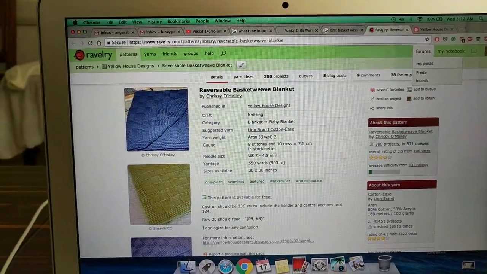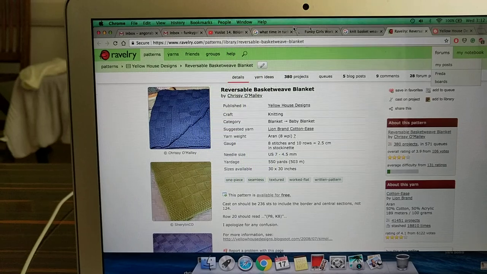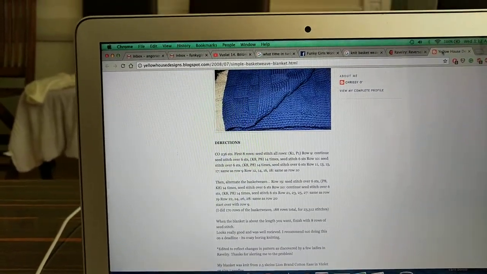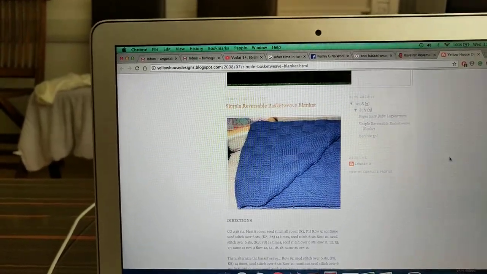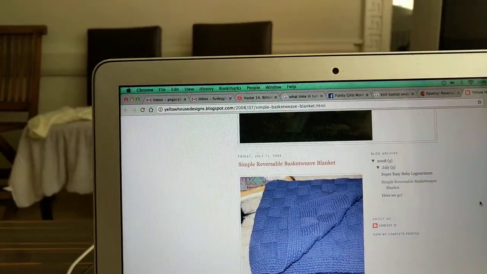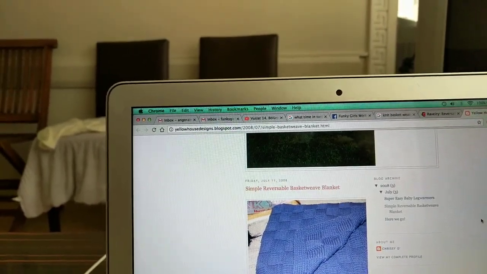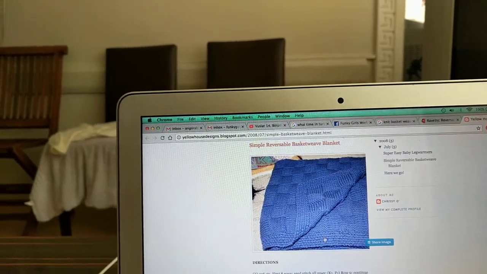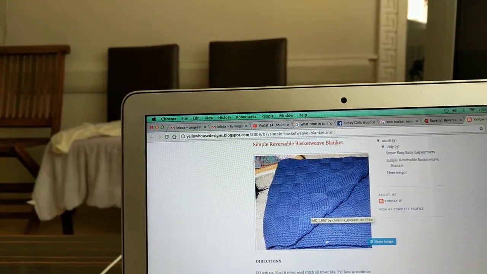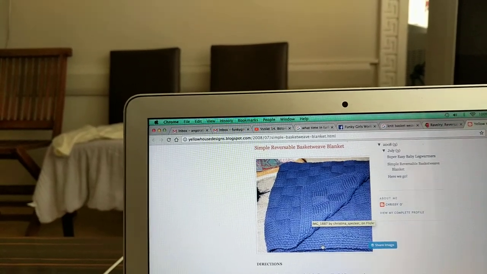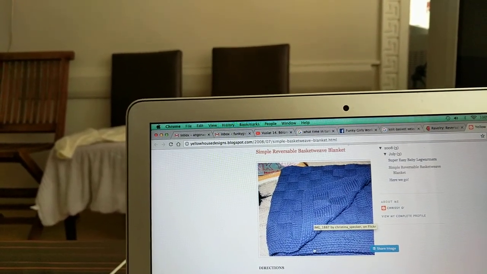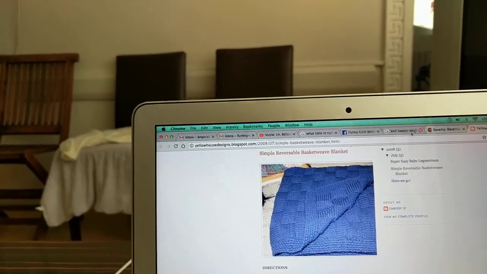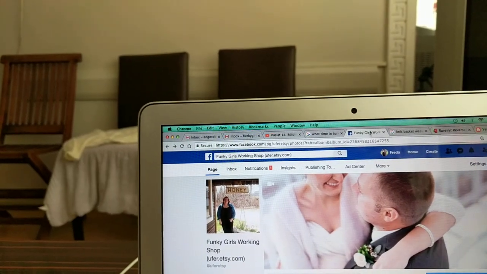When I searched, this is what I found on Ravelry, and it's a free pattern. When I clicked it, it's a Yellow House Simple Reversible Basket Weave Blanket. So yeah, two sides are the same, but I'm going to be doing the purl on the edges, instead of one knit, one purl, and one knit on the purl and doing the opposite. Instead of doing that, it's going to be purl all the way, which the customer requested.